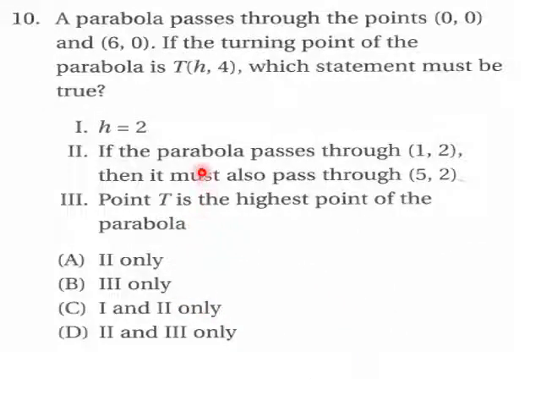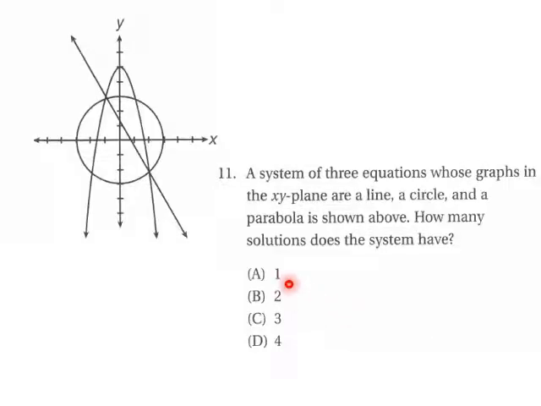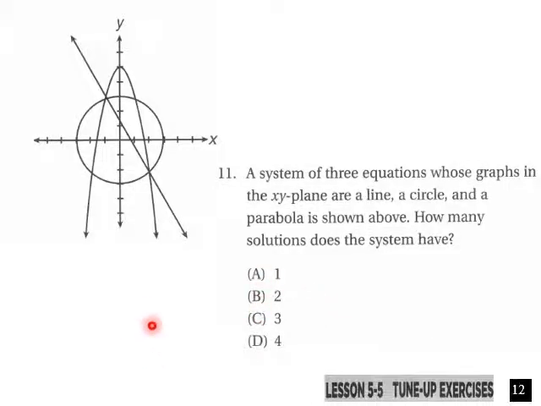And then number 10, you have a parabola again. These are possibilities here. This parabola passes through 0, 0, and 6, 0. If the turning point of the parabola is T, which is H4, which statement must be true? So use your analytical skills to come up with your correct possibilities here. 4 points for that.